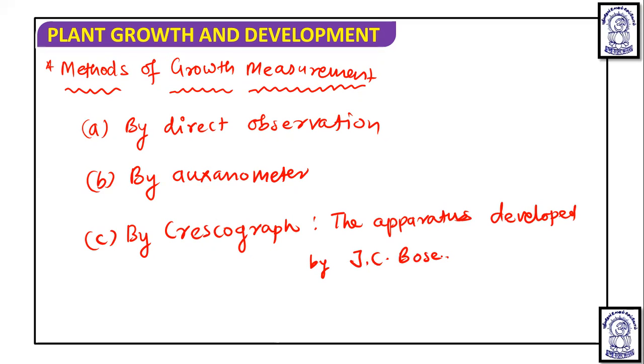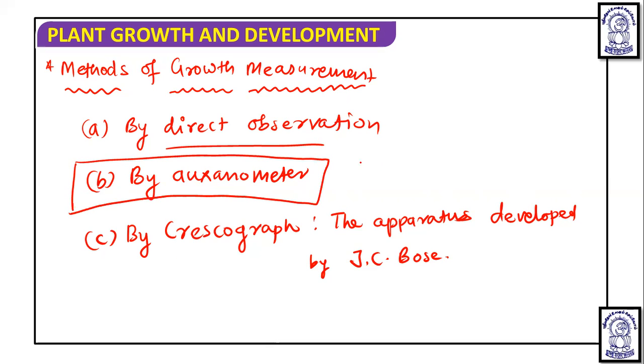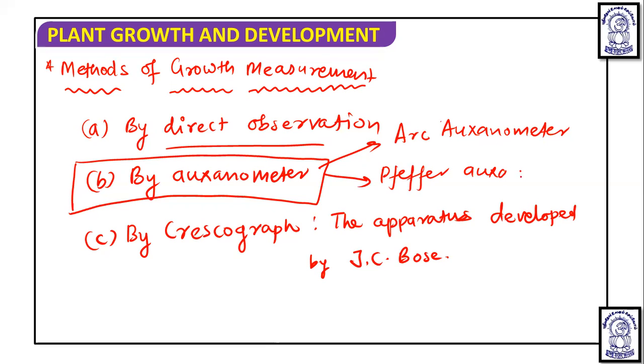So crescograph is the apparatus which is developed by J.C. Bose, whereas direct observation can be used and auxanometer can be used. So this is the way we can directly measure this. But the second one, the auxanometer way, is one of the most important ways for us to study. Now there are two types of auxanometer we are going to discuss here, that is the arc auxanometer and another one is the Pfeffer auxanometer.